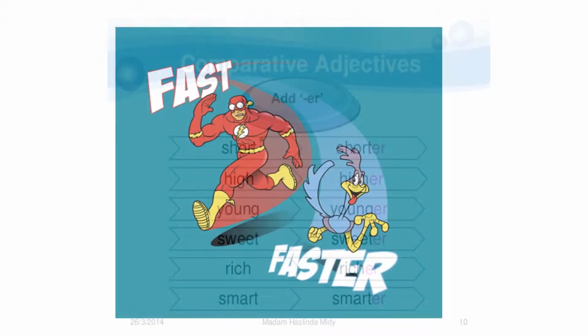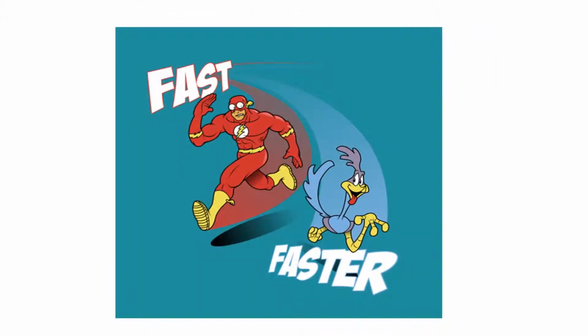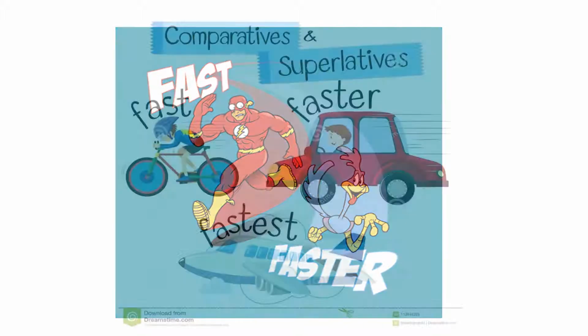If the adjective ends in a consonant-vowel sound-consonant combination, double the final consonant before adding ER. Big becomes bigger with double G. Hot becomes hotter with double T. And wet becomes wetter with double T.